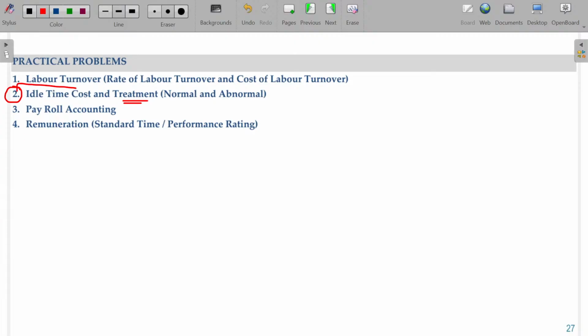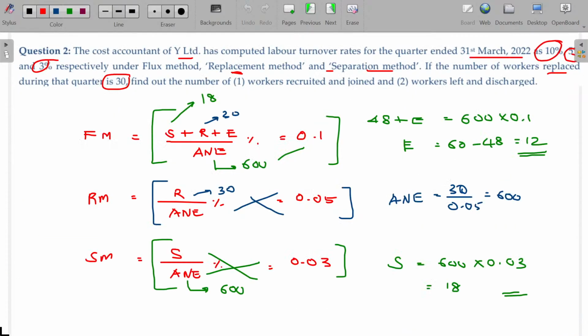Find out the idle time cost, step number 1. Now, how can you account for it? Step number 2. While accounting, you have to classify that idle time into normal and abnormal. Let's start with the first illustration.